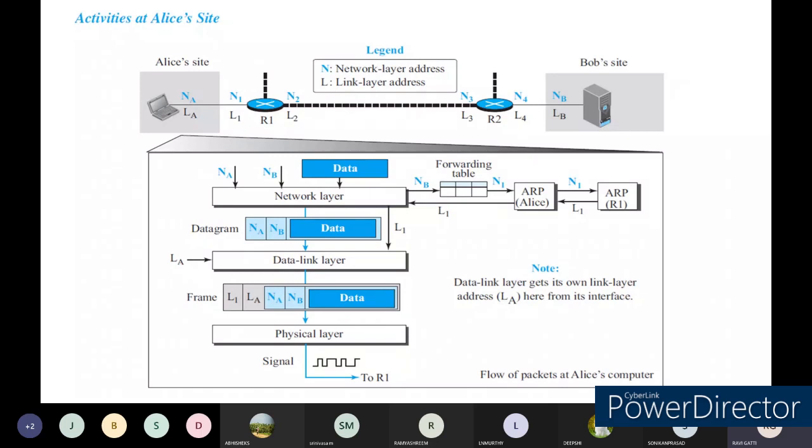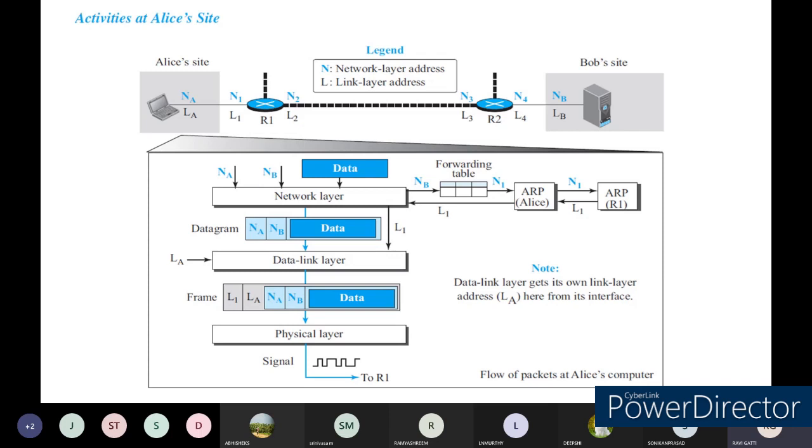So therefore, in the network layer, whatever data we receive from the transport layer, along with that I will be attaching the source IP address and the destination IP address. The source IP address is NA, and the destination IP address is NB. So NA, NB followed by the network layer data.